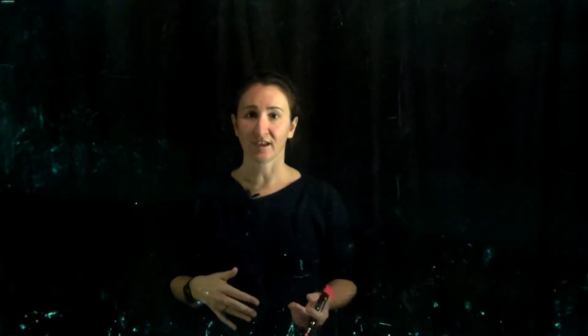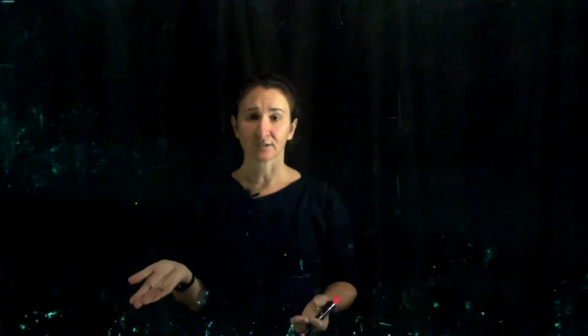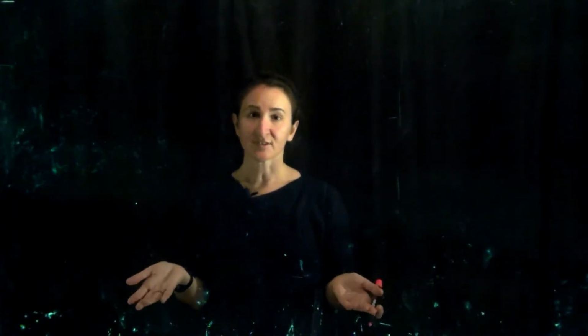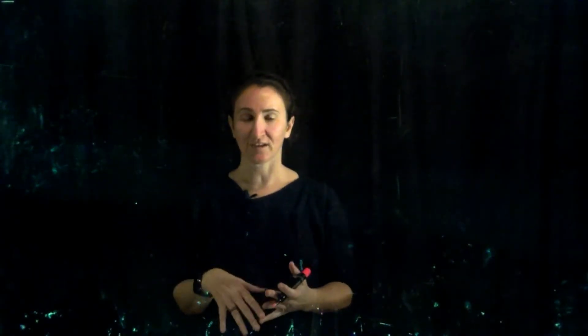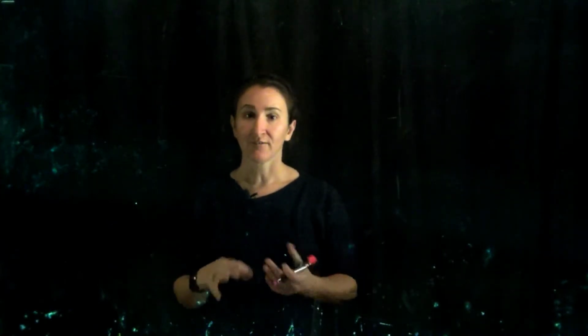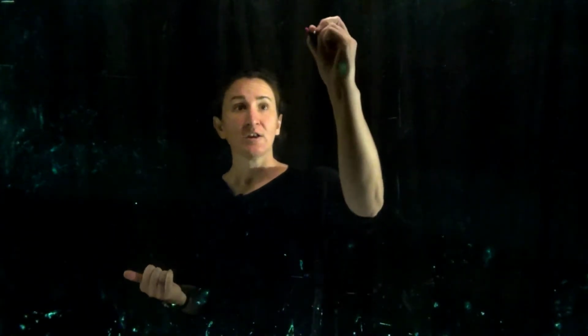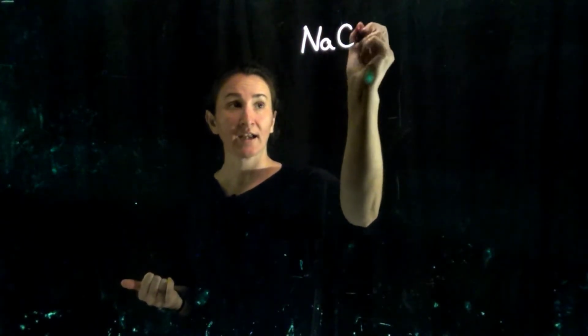In the previous two videos, we looked at drawing Lewis structures for elements and drawing Lewis structures for ions. Let's put those together, using the knowledge we just learned from those two videos, and figure out how to draw Lewis structures for ionic compounds. So first off, let's look at something simple like sodium chloride.